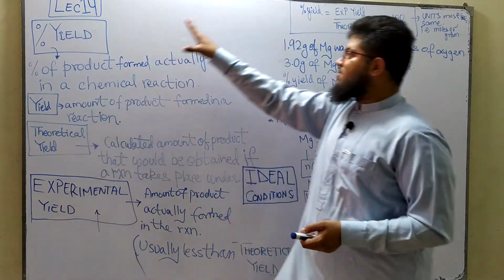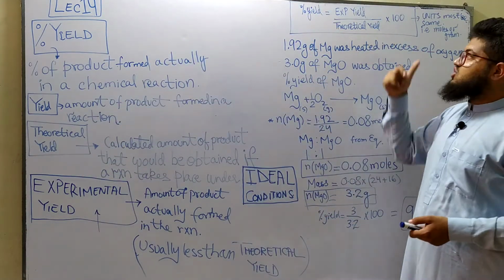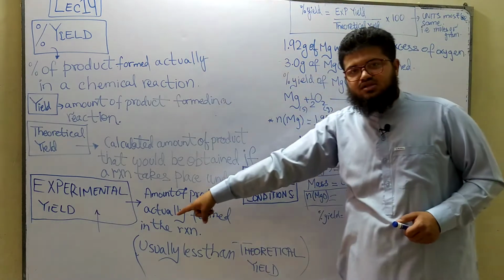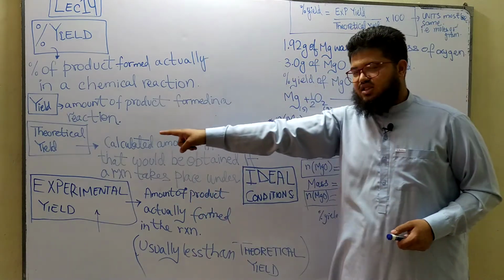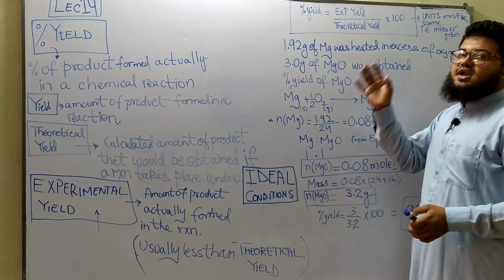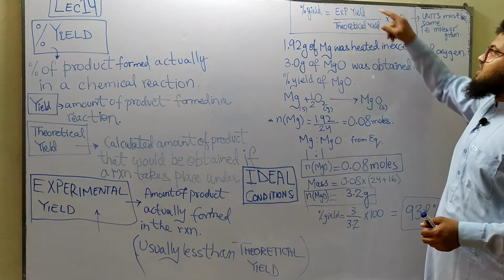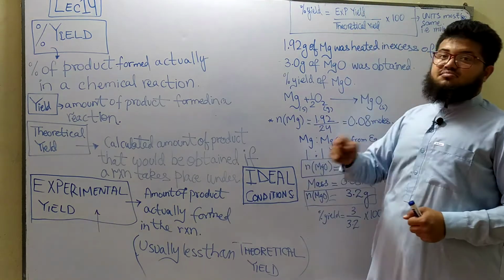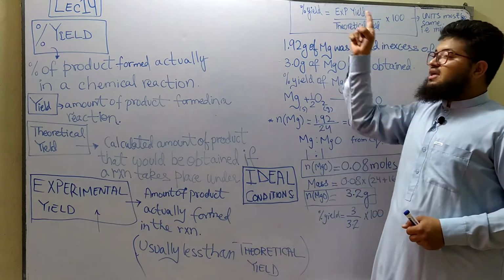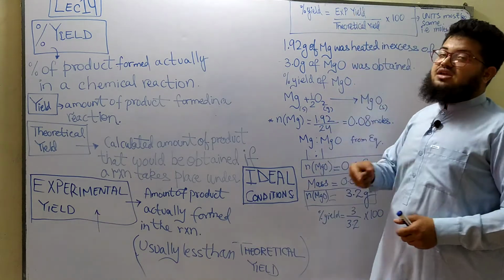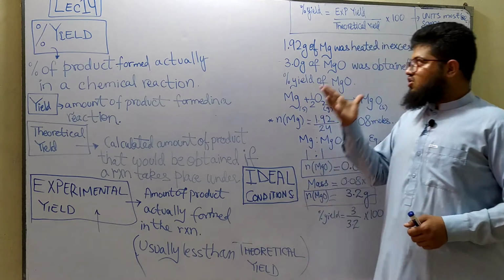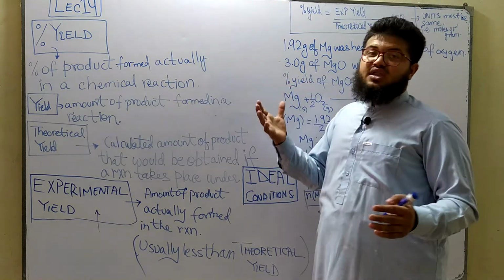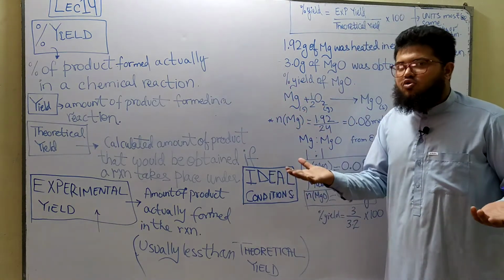Now let's look at the formula for percentage yield. Percentage yield is equal to experimental yield, basically the lesser yield, divided by the greater yield, the theoretical yield, multiplied by 100 to convert it into a percentage. The units must be the same for both of them. If the experimental yield is given in moles, then the theoretical yield must also be kept in moles. If the experimental yield is given in grams, then the theoretical yield must also be kept in grams. Now this is an example that involves the experimental yield and theoretical yield taken in grams, or you could convert both of them into moles, it's up to you.